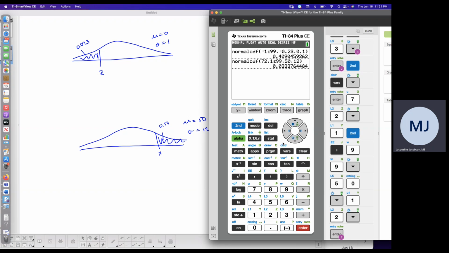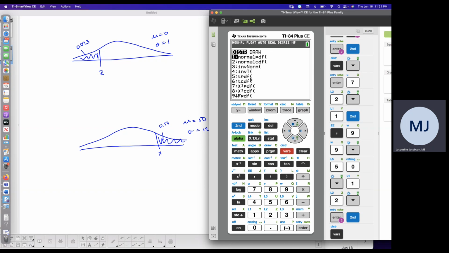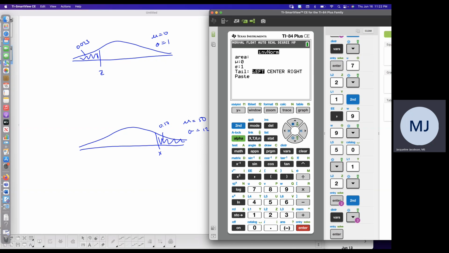you're still going to go to distribution, second vars, to pull that up. But now you're using what's called inverse norm, this INV-NORM, which is number 3. That's what you're using. When I press enter, this comes up. Now, here's the thing about inverse norm.